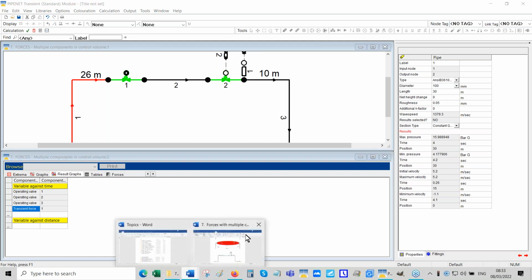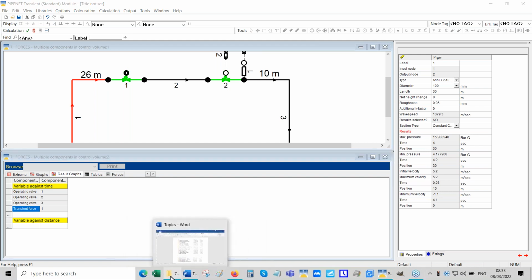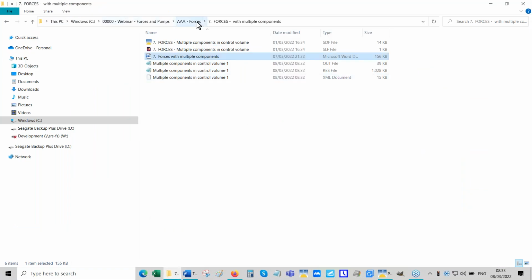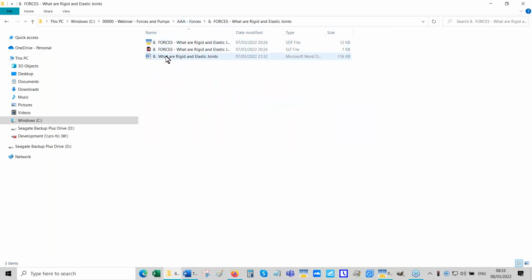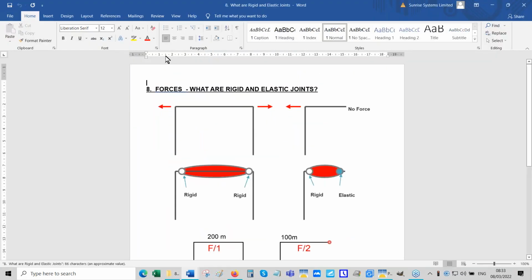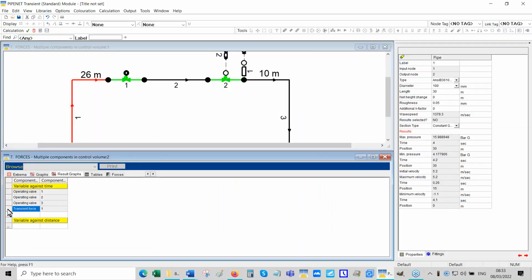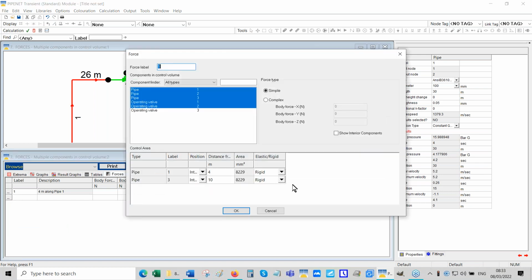The next topic is a very important one. When I say very important, all the topics I'm talking about are important, but this one is important because there's a lack of clarity with some people about what this actually means. What are rigid and elastic joints? See, if you look at the force definition here, see there's elastic and rigid. What do they actually mean?